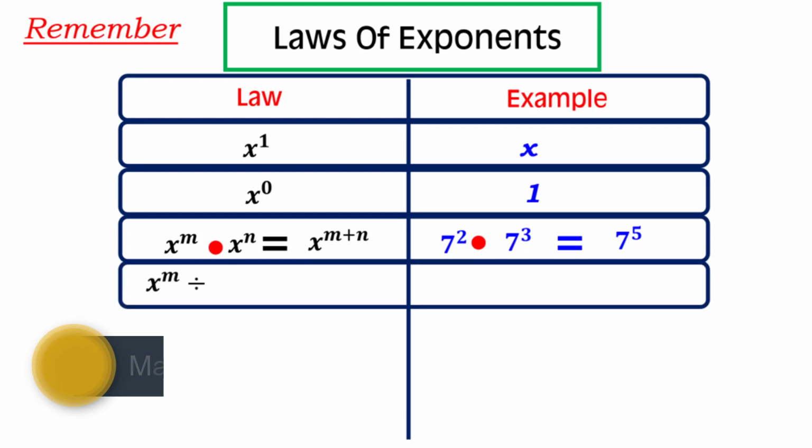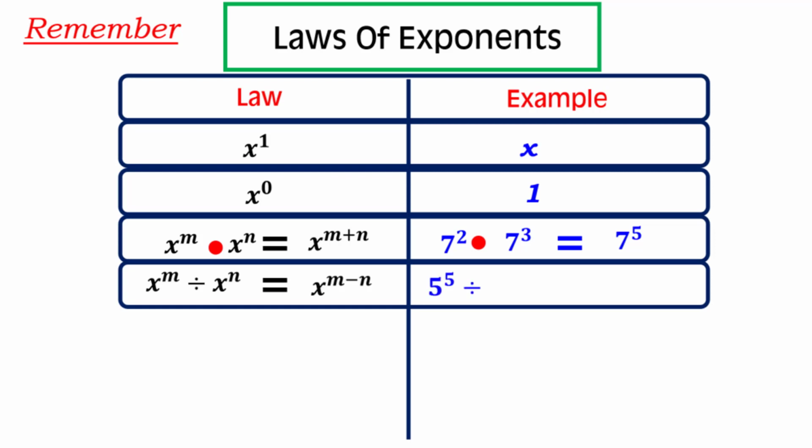Division rule: x raised to the power m divided by x raised to the power n equals x raised to the power m minus n. For example, 5 raised to the power 5 divided by 5 raised to the power 7, we will subtract 5 minus 7, it will be negative 2.